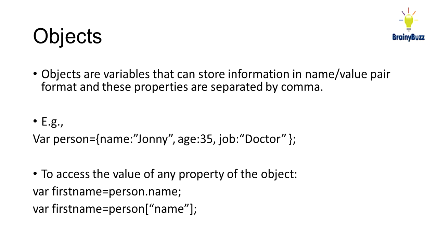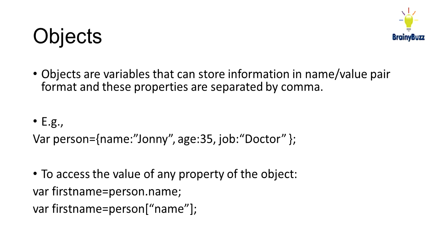Like a person has name, age, job, etc., address, phone number. So what you can do, var person, and in the curly braces you can write name, name is the property with the colon and you write the value of the property. That means name of a person. Another property you have age colon 35, comma, another property you have job colon doctor. So this name, age and job are the properties, and Johnny, 35 and doctor are the values of these properties.